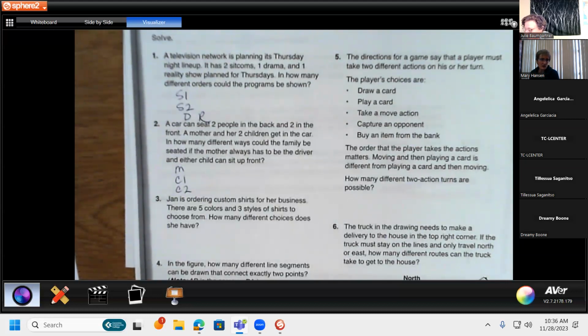And so see what you can do with number 1 and number 2. And let's assume for the car problem that if the children are sitting in the back, you can have them 1 and 2, or you can have them 2 and 1, and that those are different. Because remember, kids fight over which side of the car they sit in.